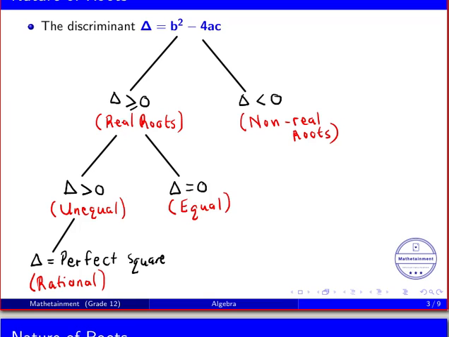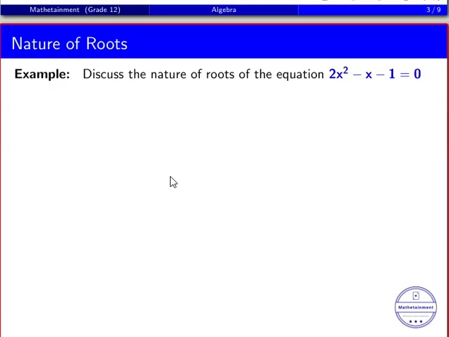Now, in addition to being greater than or equal to 0, it can either be strictly positive, in which case you have unequal roots, and if the discriminant is exactly equal to 0, then you have equal roots. Now, in addition to your discriminant being positive, it may happen that it gives us a perfect square. Then in addition to our roots being real and unequal, they are also rational. Now we are in the right position to look at examples.